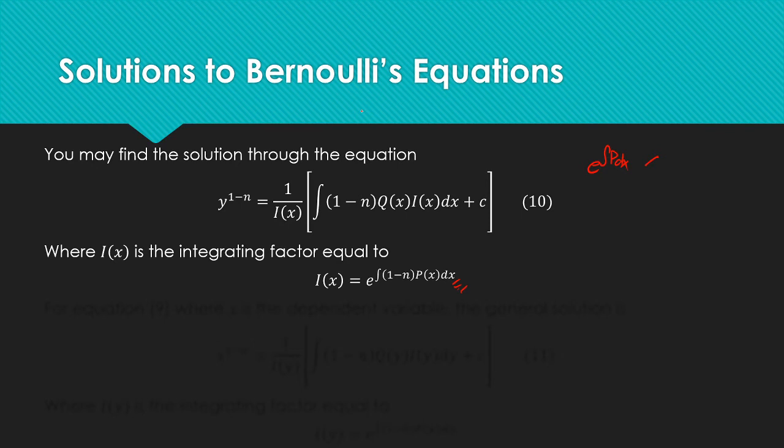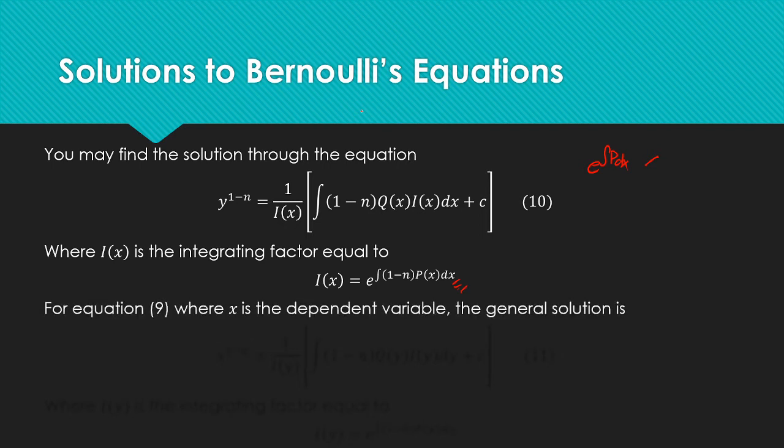Now, for equation 8, kapag Bernoulli equation siya, ayun nga, ang dependent variable natin ay y. So, kung ang dependent variable natin ay x, sa equation 9 yon, ang general solution naman natin ay ito. So, similar nung kanina, pinlip lang natin yung mga variable. So, we have x raised to 1 minus n is equal to 1 over I of y times the integral of 1 minus n q of y, I of y, dy plus c.